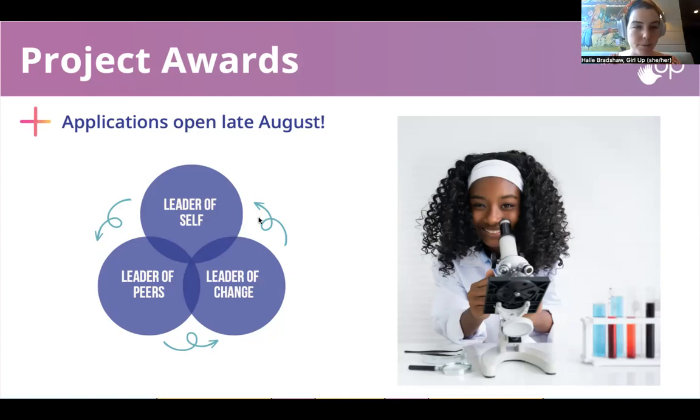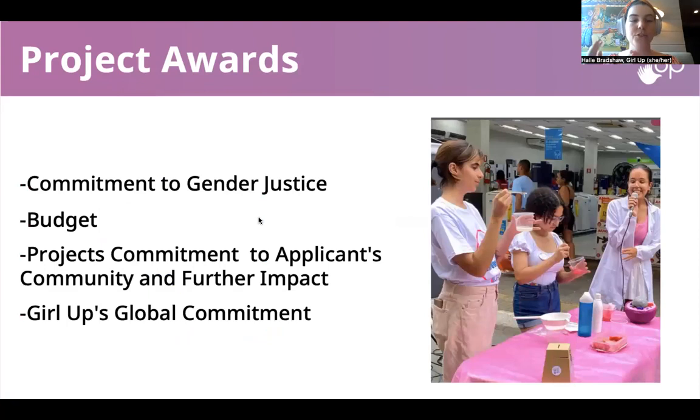I think I have a little bit more information. So yes, we're going to look for 4 main areas in your application. The first being commitment to gender justice. As someone on this call, you're already doing that. Just show your interest in girls and gender inclusivity. A budget is really important so we can see how you plan to use the funding.